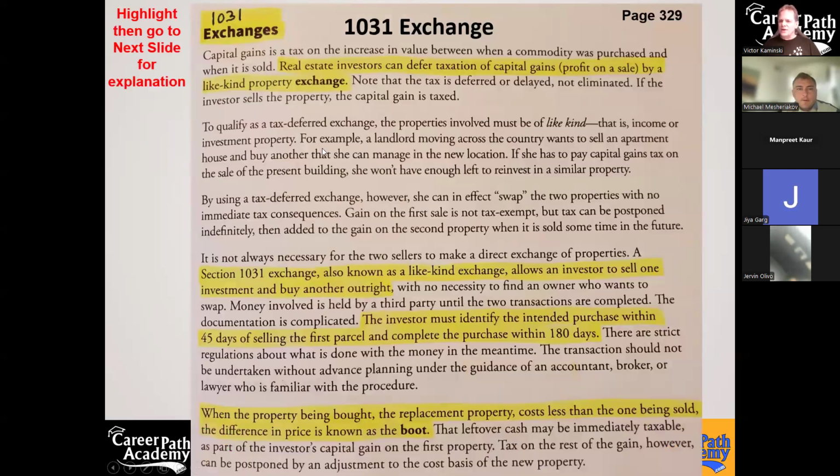So there's another way that you could save money, and it is by doing an exchange. More specifically, in the IRS tax code, there's something known as a 1031 exchange. So let's just highlight all these highlights, and then we'll go to the next slide where I will explain it. Let me know when you got them.